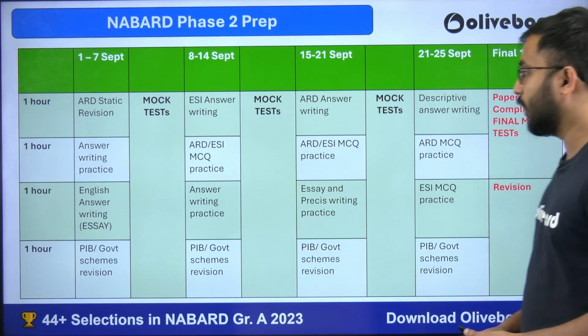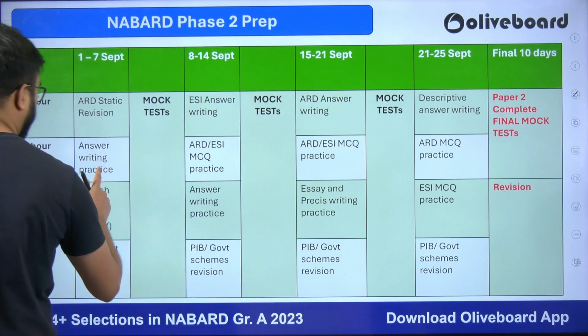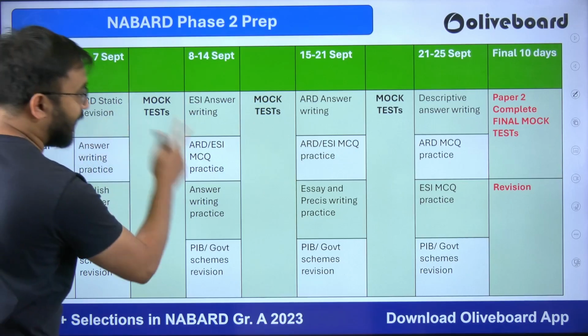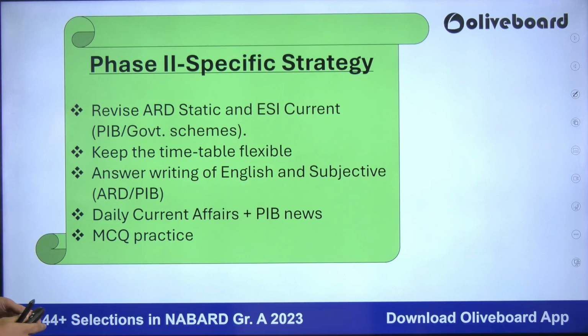Overall, everything is covered, from MCQ practice to PIB practice to essay writing practice to your answer writing practice, ARD revision, ESI revision, everything is covered here. Okay, so make sure you follow this timetable.